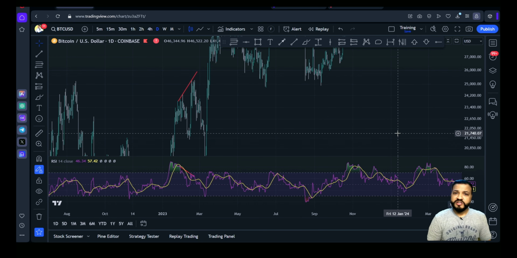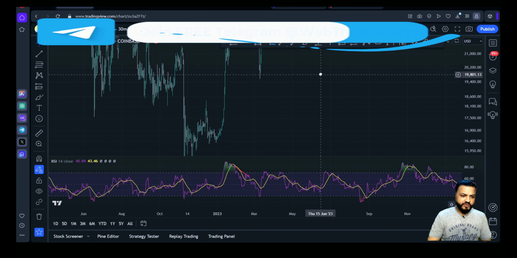Okay, let me give you some bullish divergence. This was the bearish divergence when the price was going up, but the RSI was showing down. So that means the market was going down. The market was giving you a bearish divergence that we are going to go bearish. So now I'm going to show you how the bullish divergence works. Let me see if I can find one.